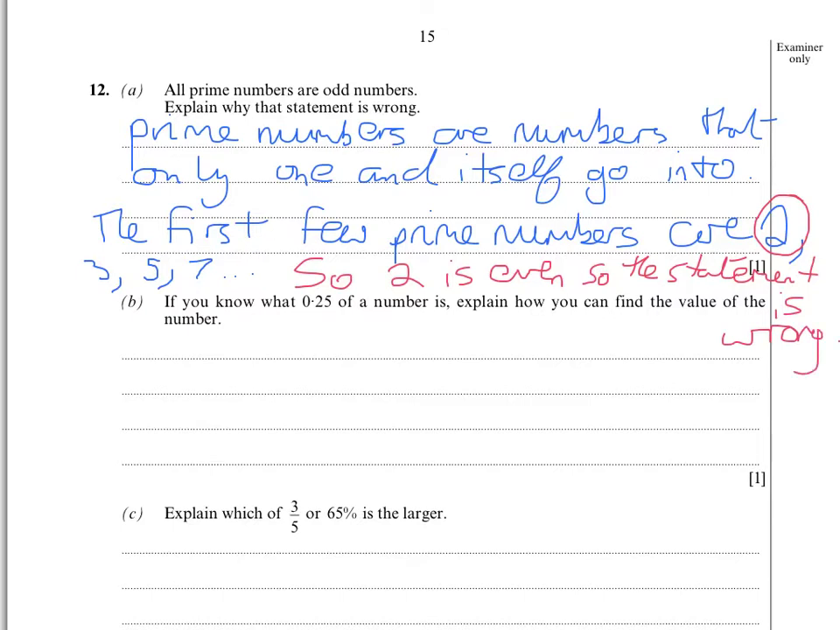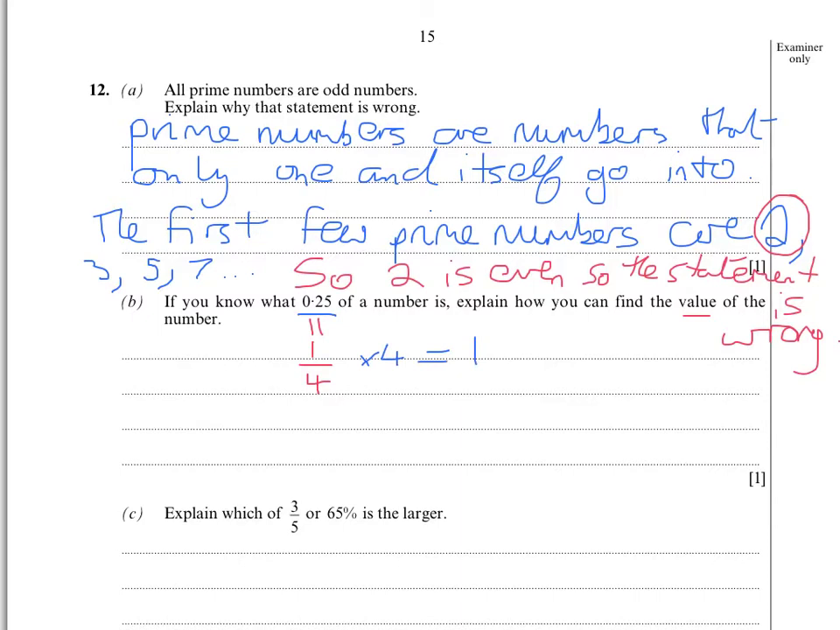Now for part B it says if you know what 0.25 of a number is, explain how you can find the value of the number. So if you know what 0.25 is, well hopefully you know that 0.25 is the same as a quarter. So if I wanted to find the whole value of the number, then in order to get from a quarter up to 1, so that would give me 100%, the whole value, or even if I wanted to get from 0.25 up to 1, the method I'm going to use is I'm going to times that number by 4. So a quarter times 4 gives me 1 whole.